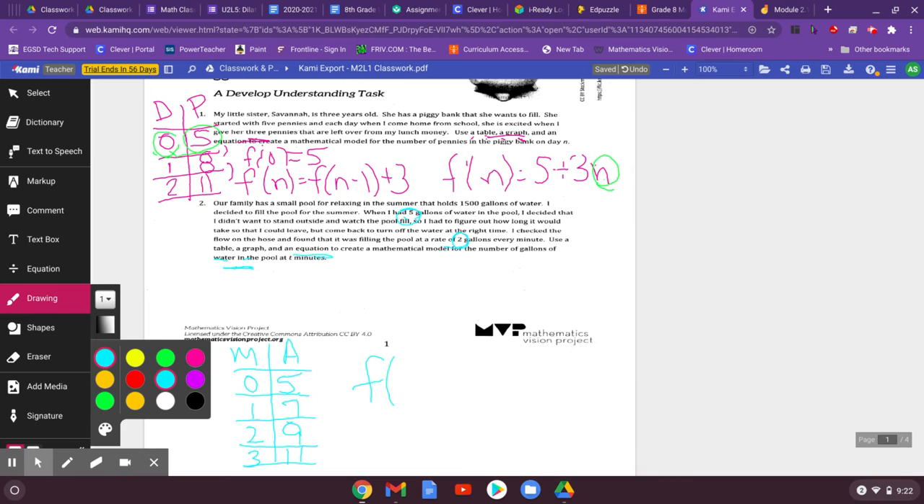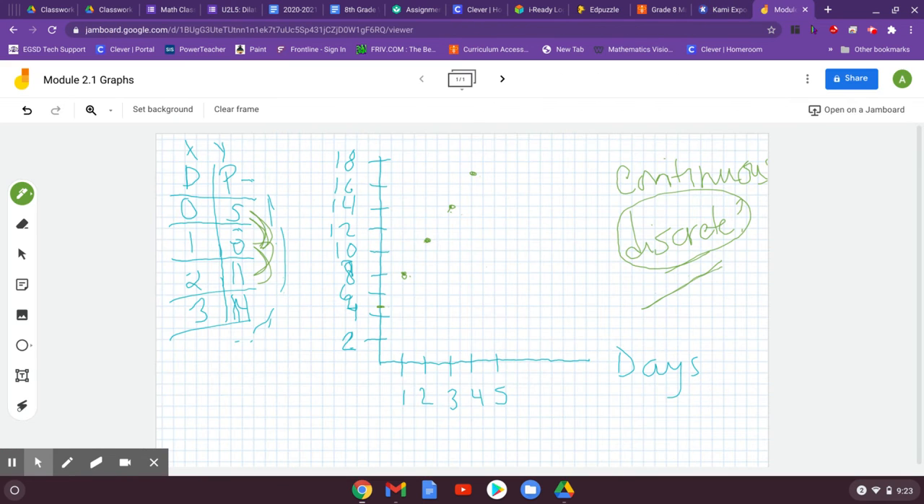So I'm going to jump straight to my explicit equation for this one. So with my explicit, it's a plus 2 each time because it's 2 gallons every minute. So f of n equals, I'm starting with 5, and I'm adding 2 gallons every minute. Once again, because I'm starting with 0, if I substitute a 0 in for n, 2 times 0 is 0 plus 5, I get my answer of 5. So I can leave it just like that. Let's go make our graph.